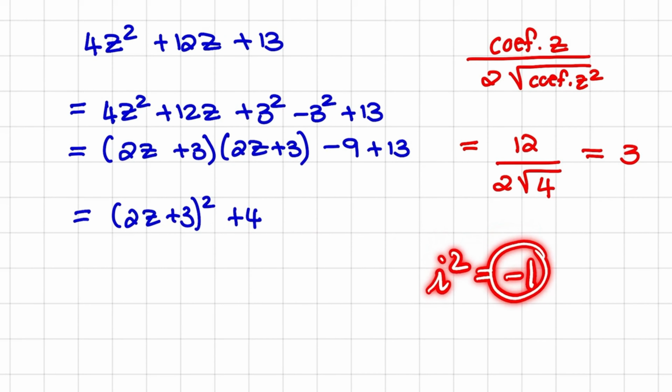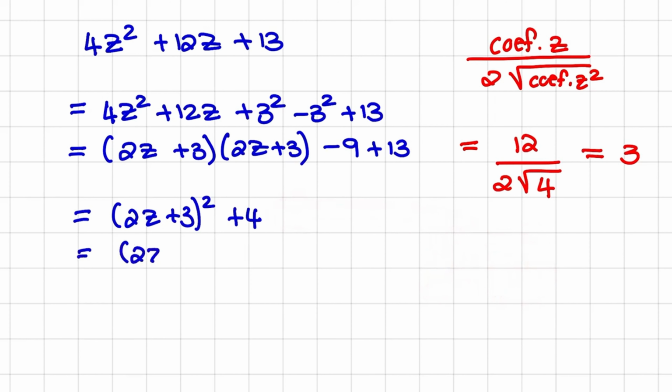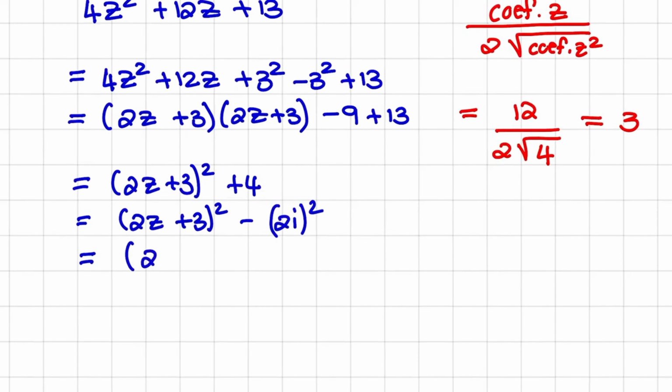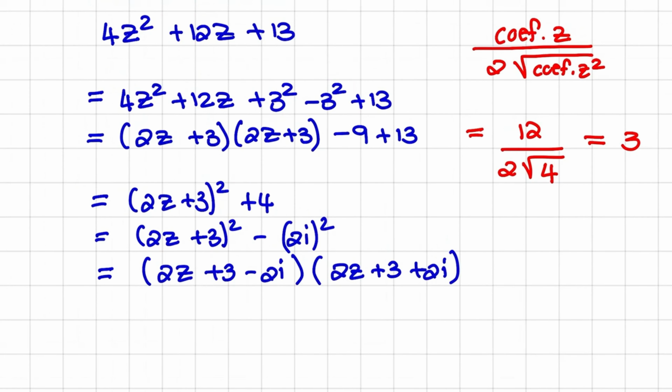So if I use that principle to rewrite plus 4, I will have a difference of 2 squares as 2z plus 3 squared minus 2i squared. Now I can factor my difference of 2 squares. So that leads to 2z plus 3 minus 2i, closing the brackets, times 2z plus 3 plus 2i. And that's a simple way for us to factor trinomials while using the imaginary number.